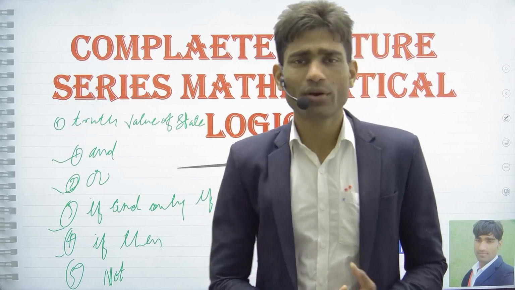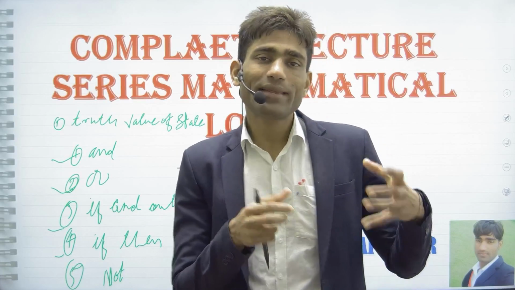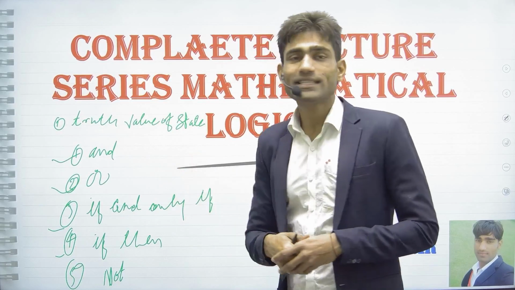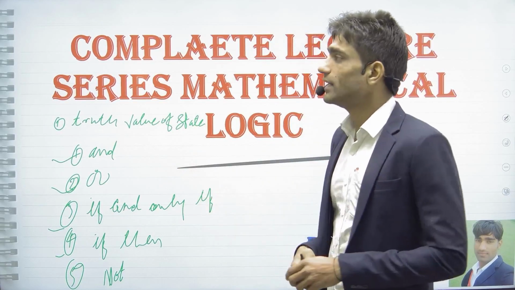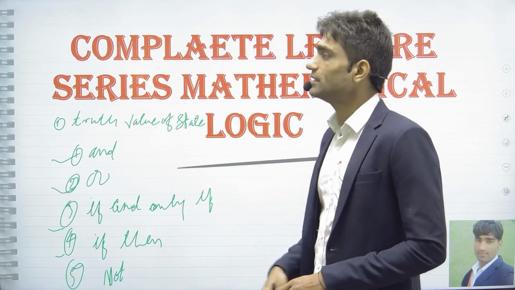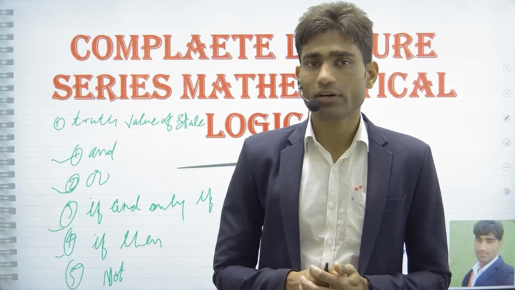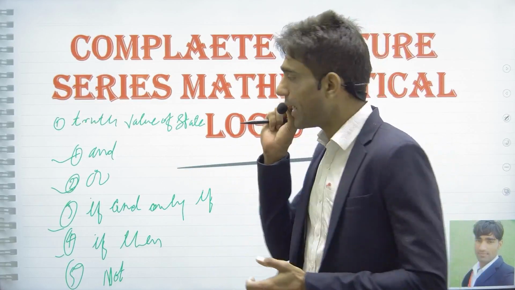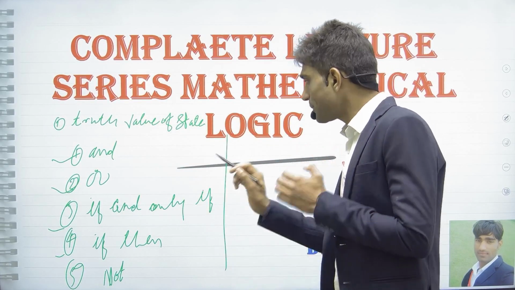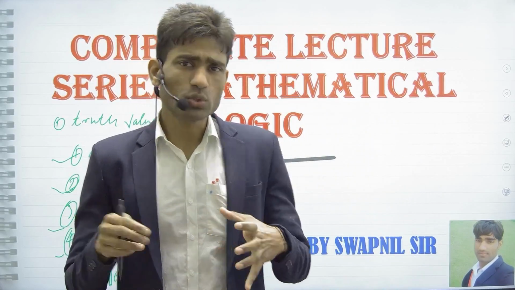These are the regular connectors that we use while speaking English, but in mathematics they have their own language. So we convert them: and as a conjunction, or as a disjunction, if and only if as a biconditional, if then as a conditional, and not as a negation. Using all these we will define our further examples. After the connectors, we move to the truth value of a statement.